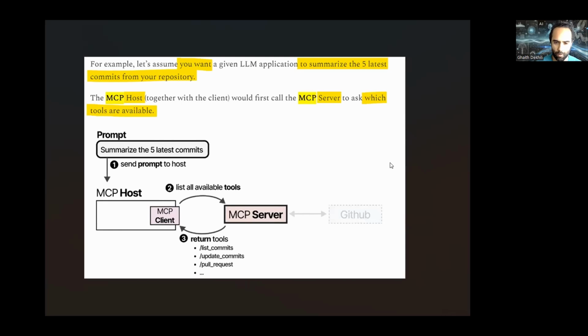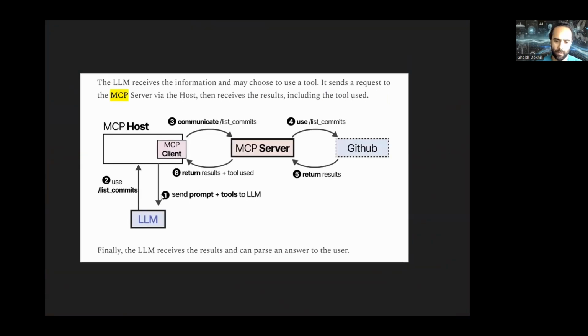Let's take an example from real-world applications to make it more clear. Let's assume that you want to summarize the 5 latest commits from your repository. This prompt will be sent to the host. A call will be made to the server to ask for available tools. The server returns all the available tools. The LLM receives these tools with the associated describing prompt. It decides to choose the list commits tool, as our question is to summarize the last 5 commits.